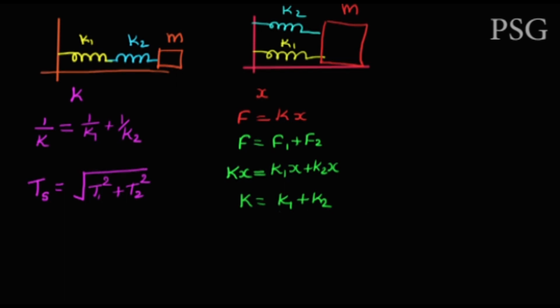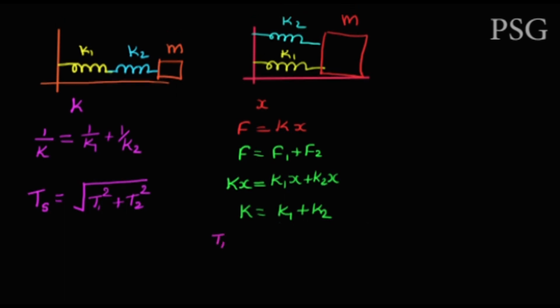Now let us say T1 and T2 are time periods of individual springs connected to this mass M, and now they are connected to the same mass in parallel combination. Then the new time period for this combination is given by T parallel equal to the product of the individual time periods T1 and T2 divided by square root of T1 squared plus T2 squared.